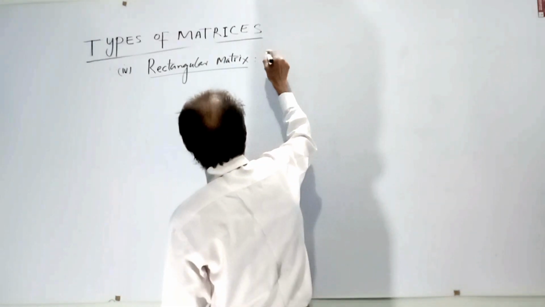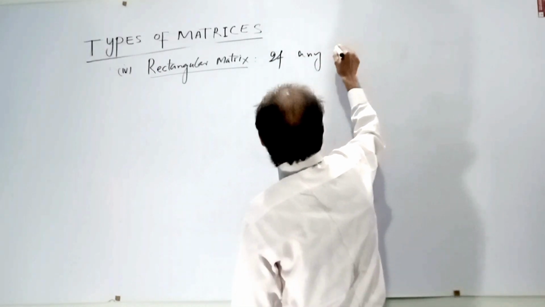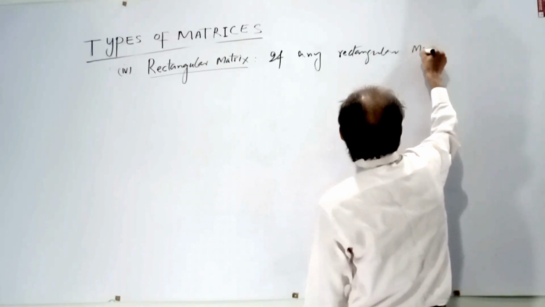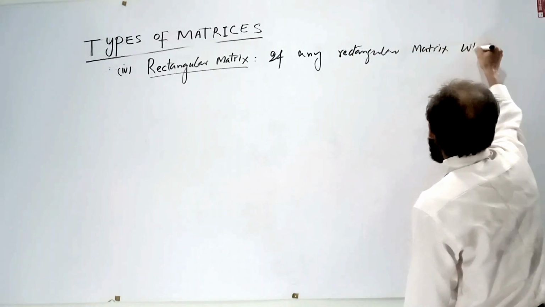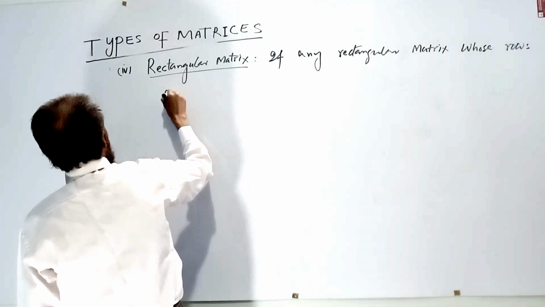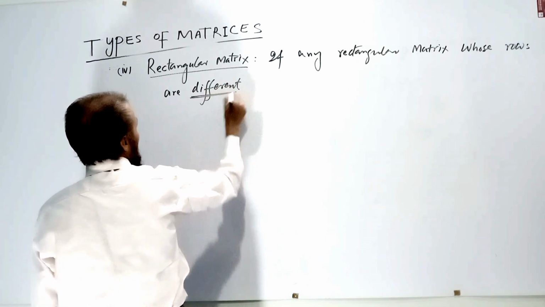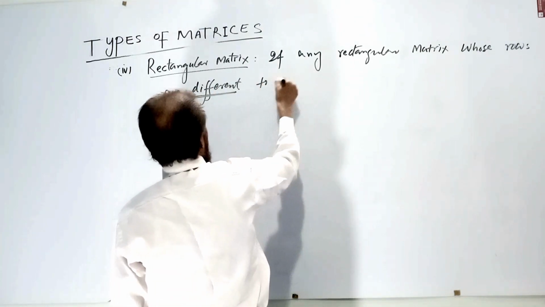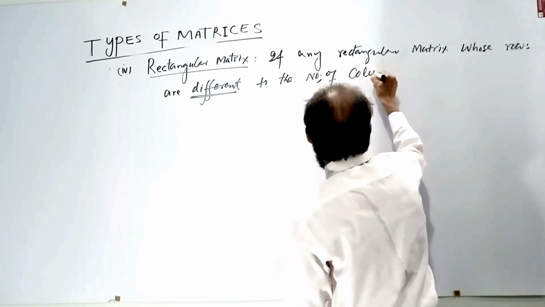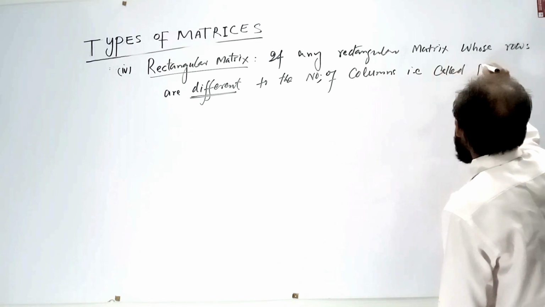So we can also define it in these words: if any matrix whose number of rows is different from the number of columns, that is called a rectangular matrix.